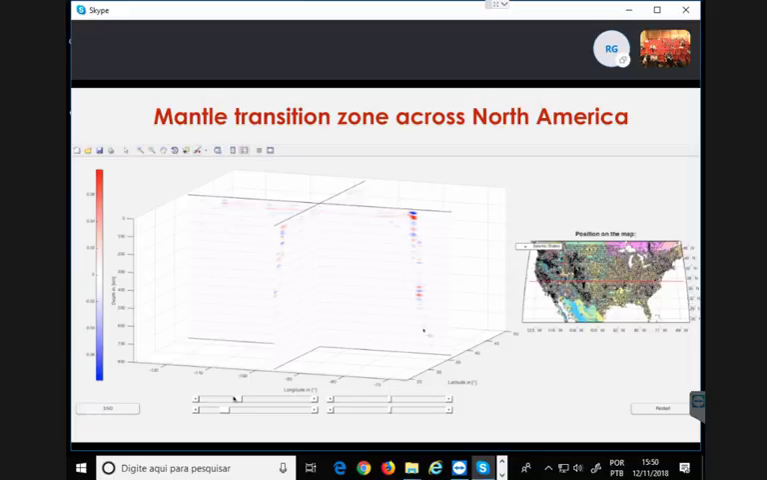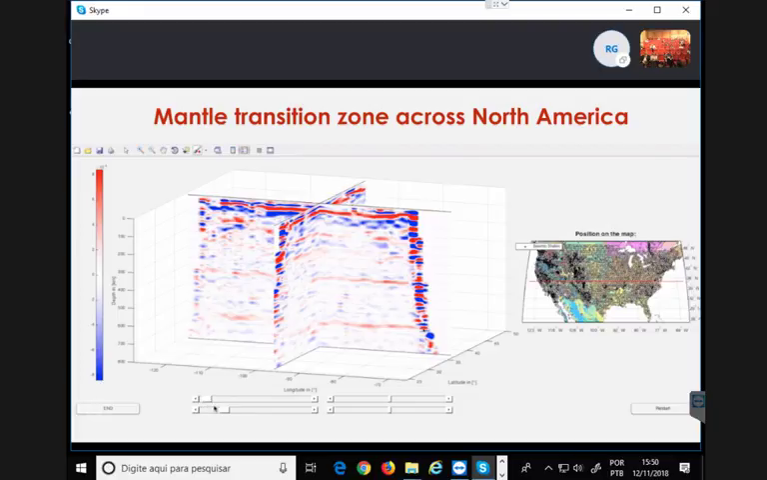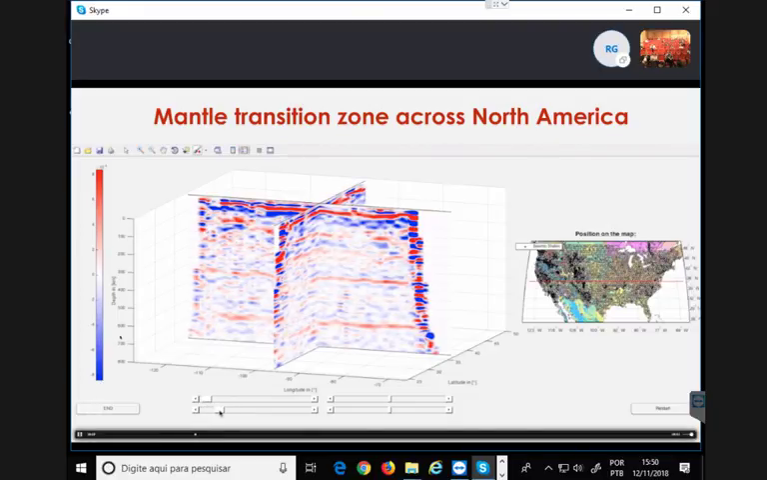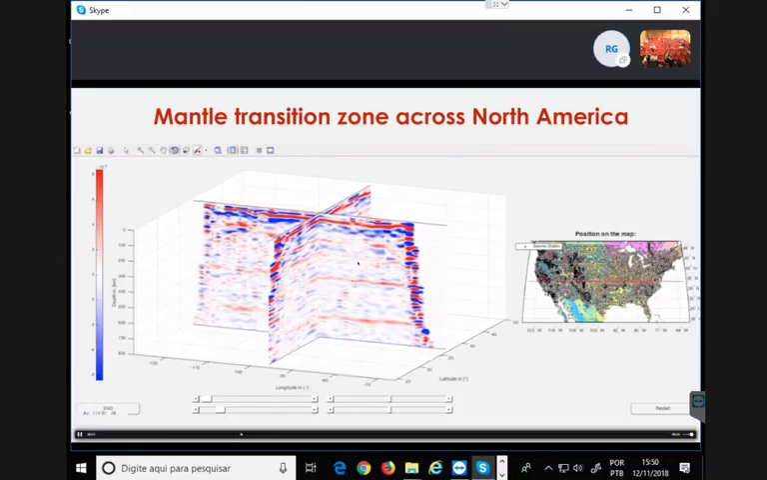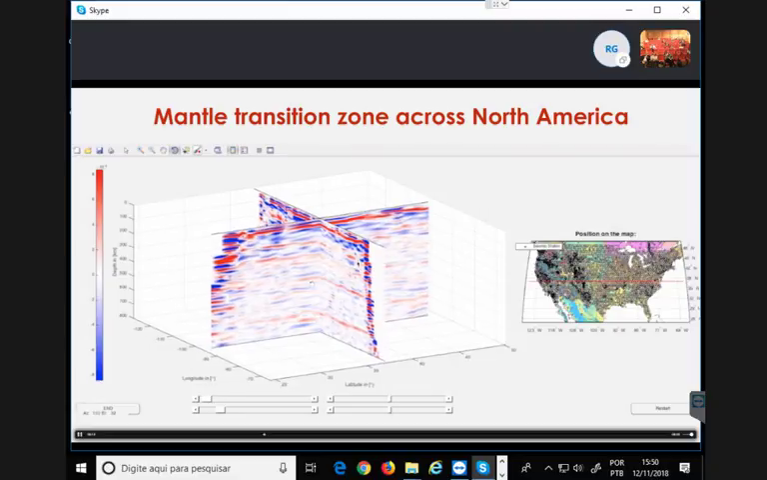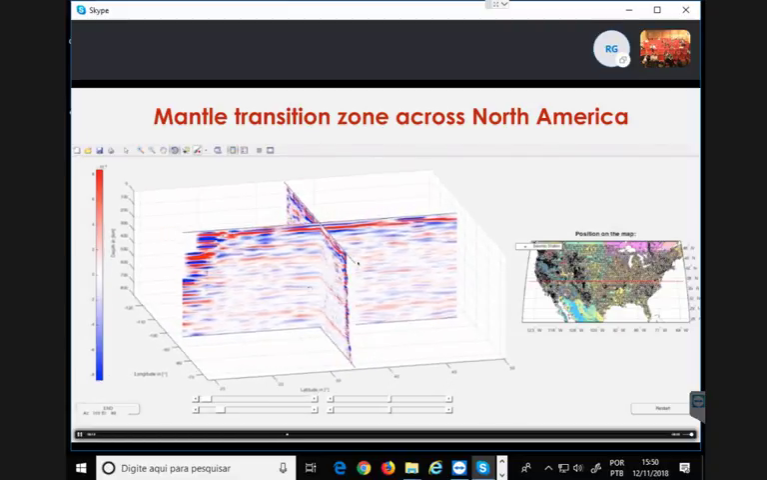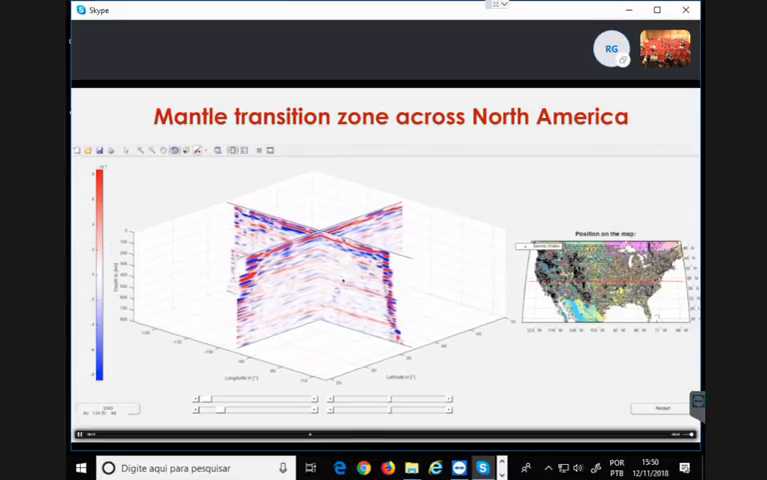And this is a little movie that shows you the tools that we can use to investigate these receiver function profiles. We're going from 0 to 800 kilometers depth, and we're crossing the entire US here. You can change the scale to enhance the colors. You can move this in 3 dimensions.